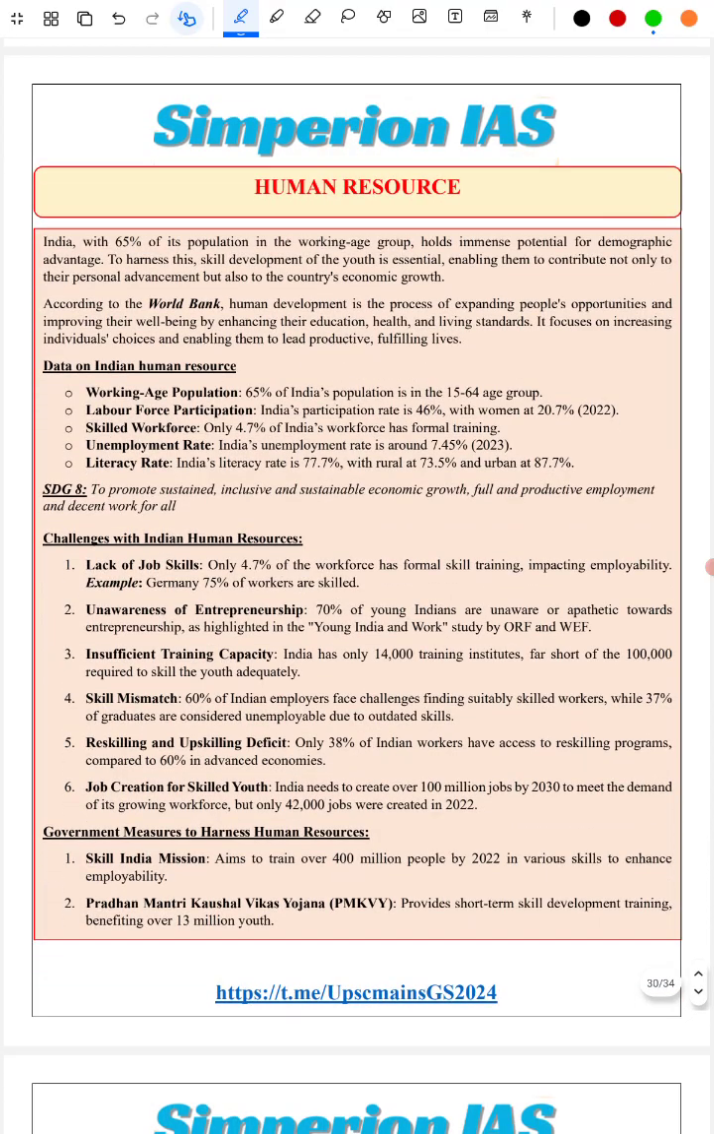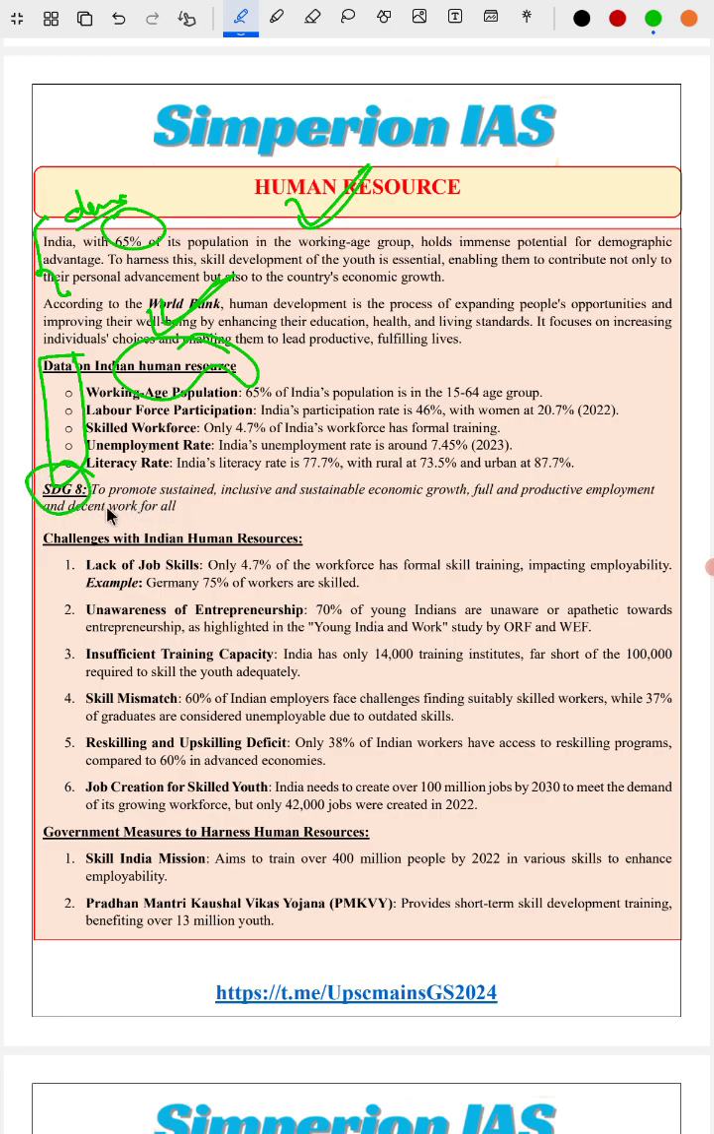Next, we will move on to another important topic, that is human resource. Initially, we have dealt with the topic of demographic dividend or advantage. 65% of India is in the working age, etc. Next, we have covered what is human development according to the World Bank. Data on the human resource in India. We have given 4 to 5 data points. Next, SDGs and human resource.